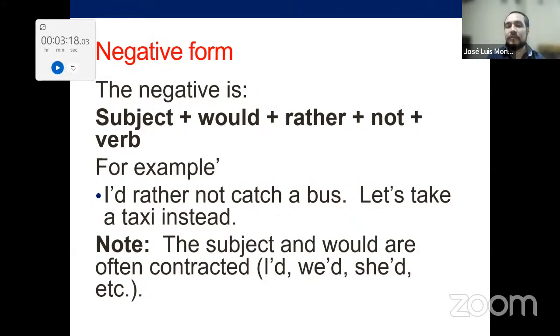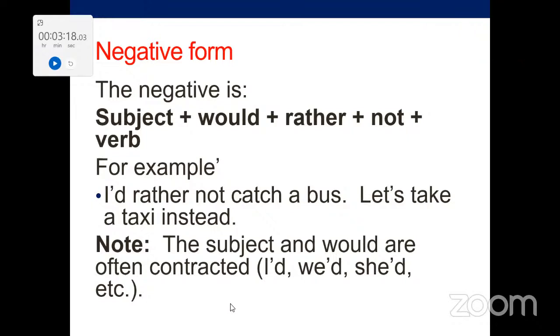The negative form. Let's read the negative form, please, Astrid. The negative is a subject plus would plus rather plus not plus verb. For example, I'd rather not catch a bus. Let's take a taxi instead. Note the subject and would are often contracted: I'd, we'd, she'd, etc. Okay, thank you.